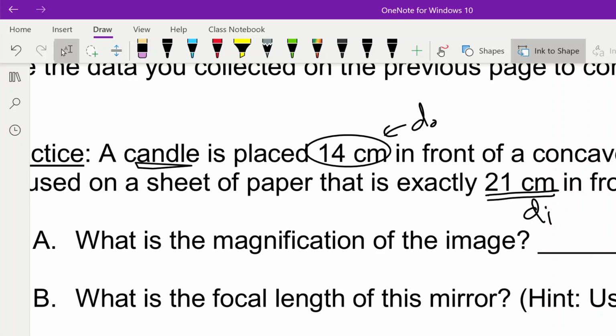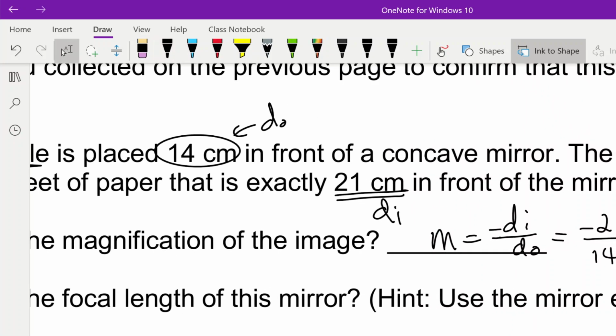Now, what is the magnification? What we just found was that the magnification is negative di over do, so that will equal negative 21 divided by 14. Using your calculator, 21 divided by 14 is 1.5. That makes sense because 7 is 0.5 of 14.